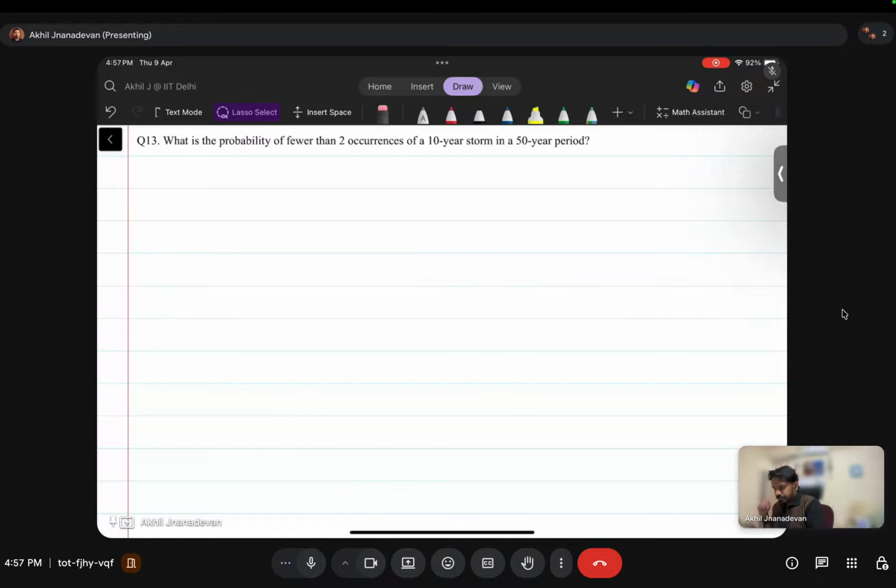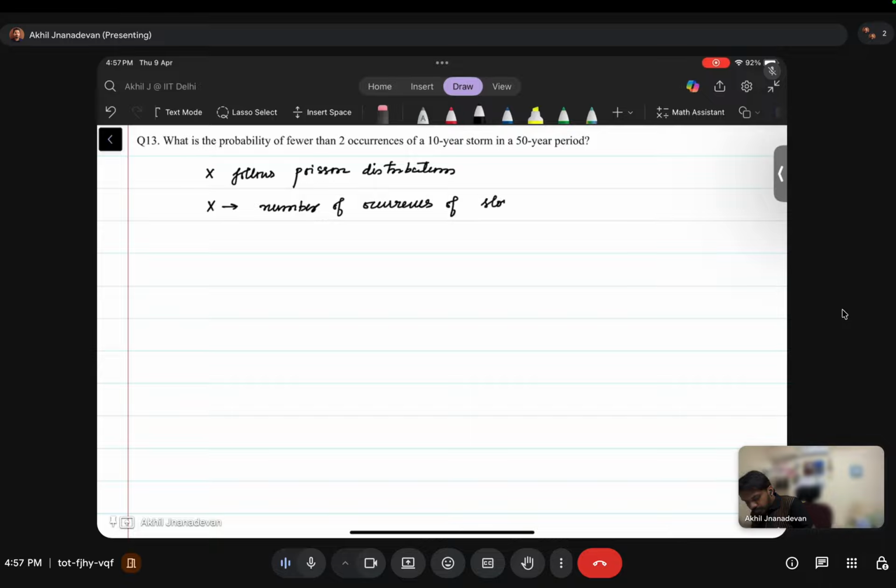So I'm saying X follows Poisson distribution, and X is nothing but the number of occurrences of a storm, or the 10-year storm. So that is X. Okay, so with these two assumptions, the first thing we need to find is lambda, right?